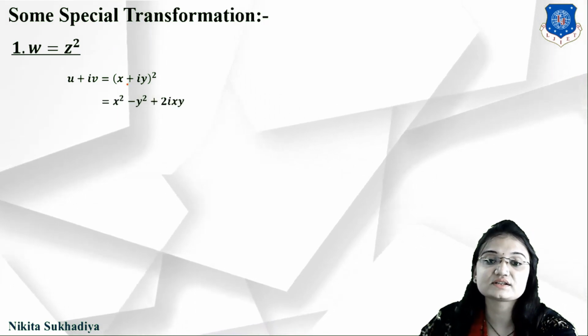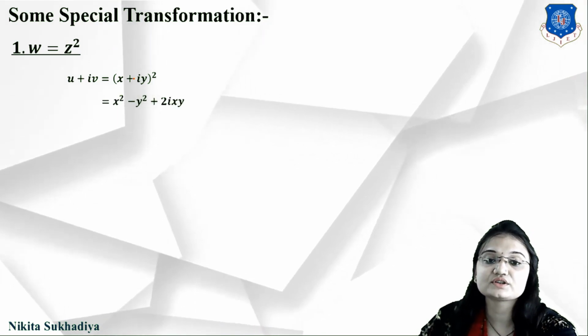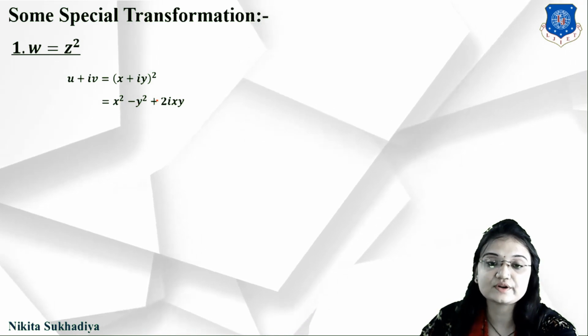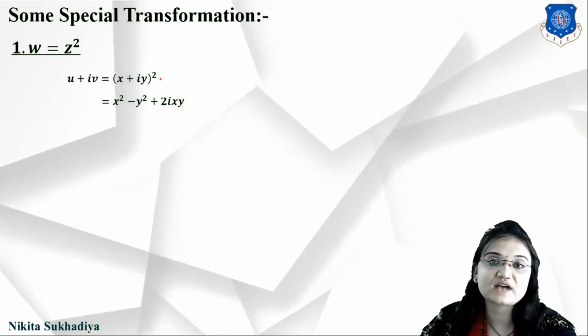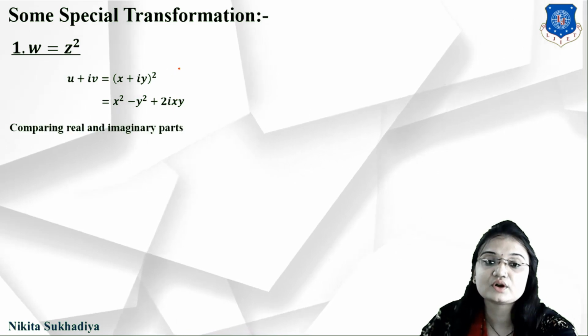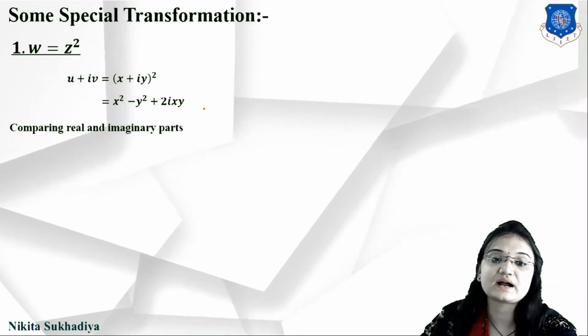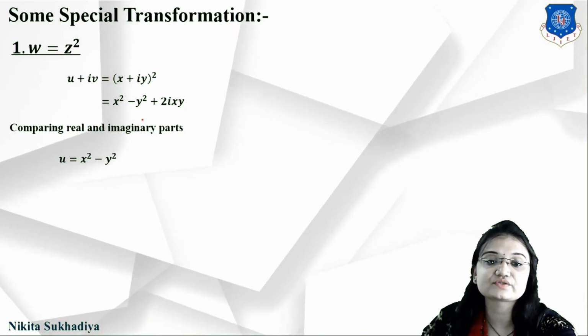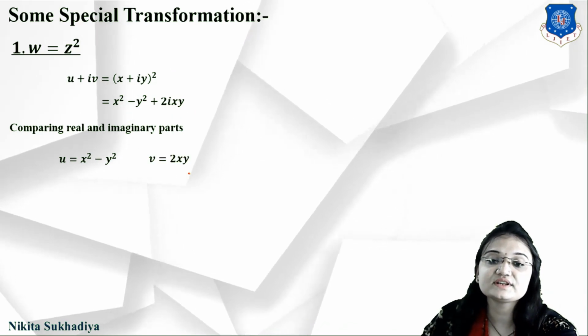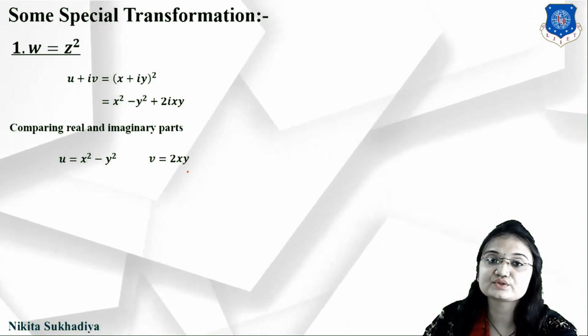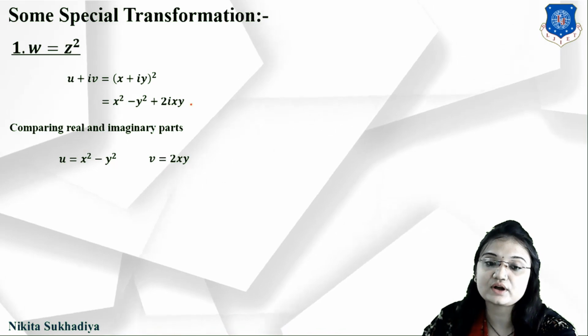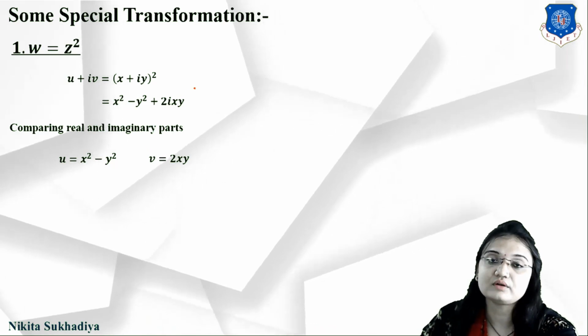Now, this is the square, so this will become X squared minus Y squared plus 2X IY, because I squared is equal to minus 1. Comparing real and imaginary parts, we get U is equal to X squared minus Y squared and V is equal to 2XY. With the help of this we can easily find the points U and V of the W plane.